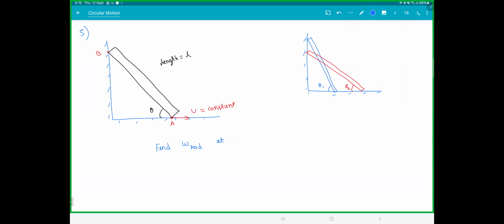Find omega of the rod at angle theta. You guys should definitely do these questions, huh? They're not tough, but they're a little weird. Like whatever we have done so far, it's a little completely different.